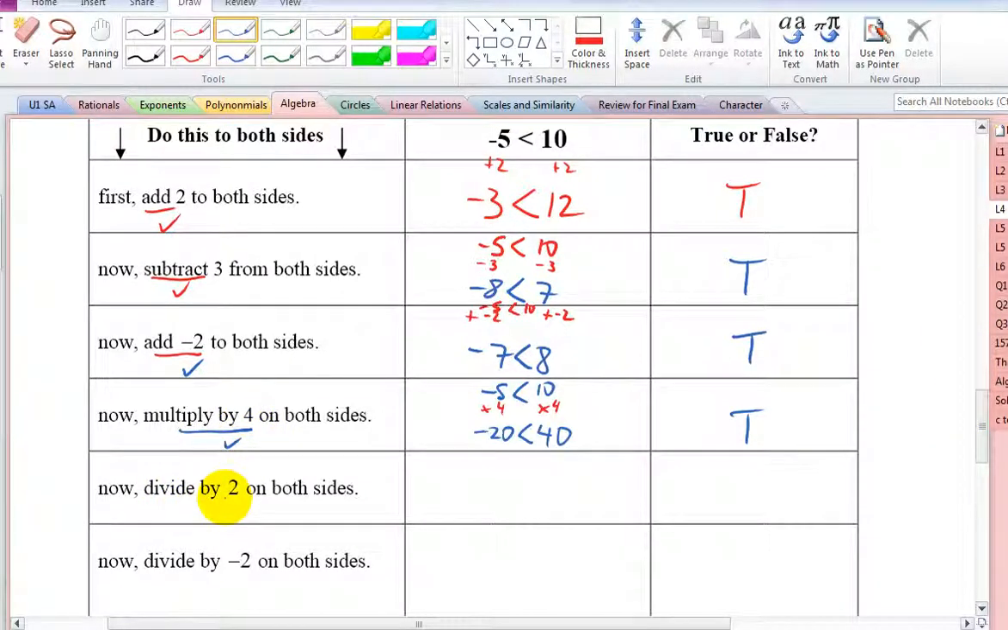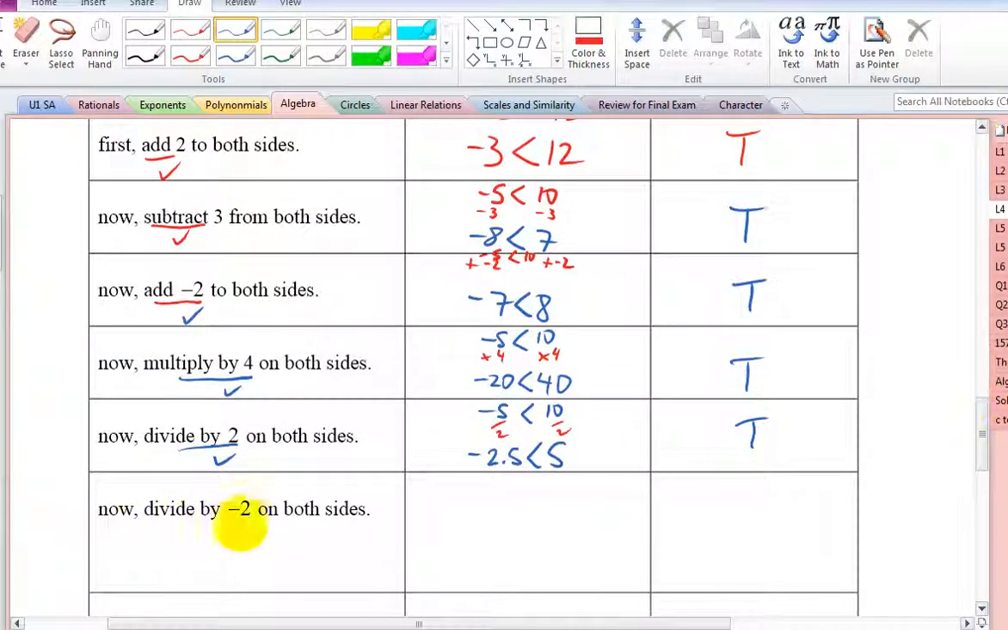Now let's try dividing by 2 on both sides. Okay, so negative 5 and 10 divided by 2 is a little bit weird. Okay, this one is going to be, let's go to decimal. What is that? Negative 2.5 less than 5. Is that a true statement? Yeah, it totally is. So dividing by a positive, no problems.